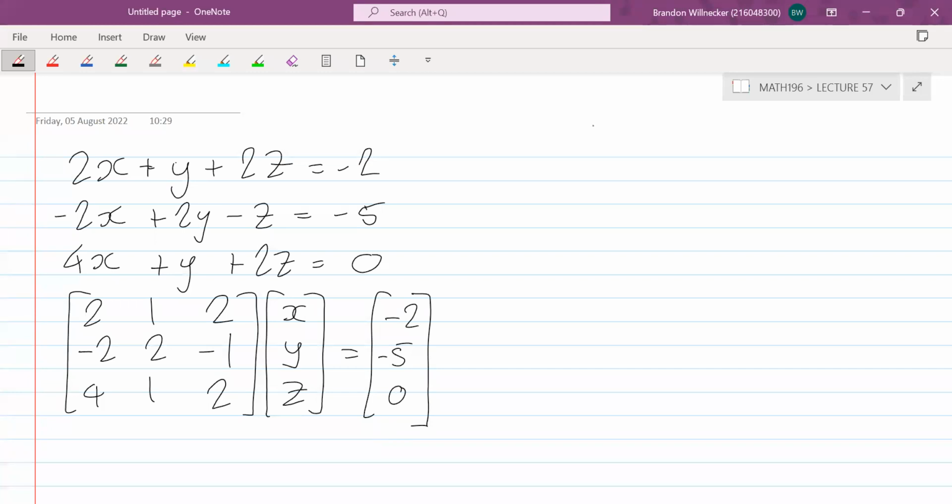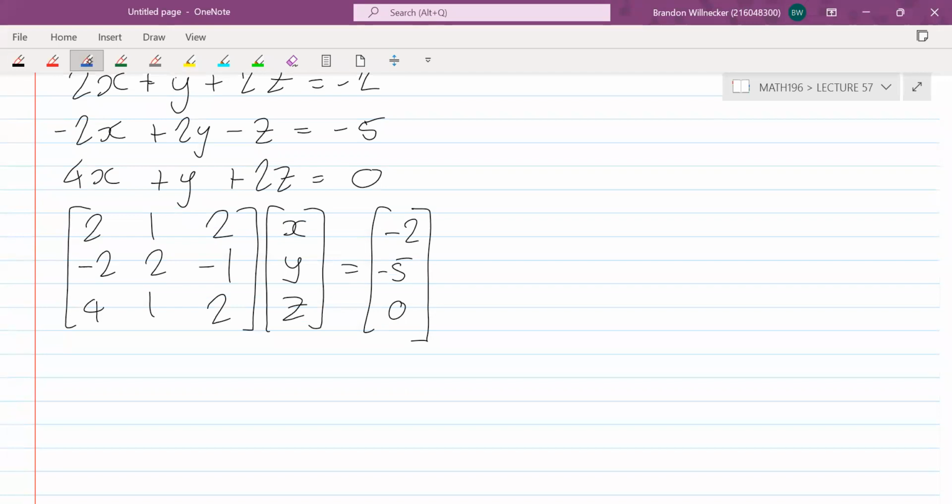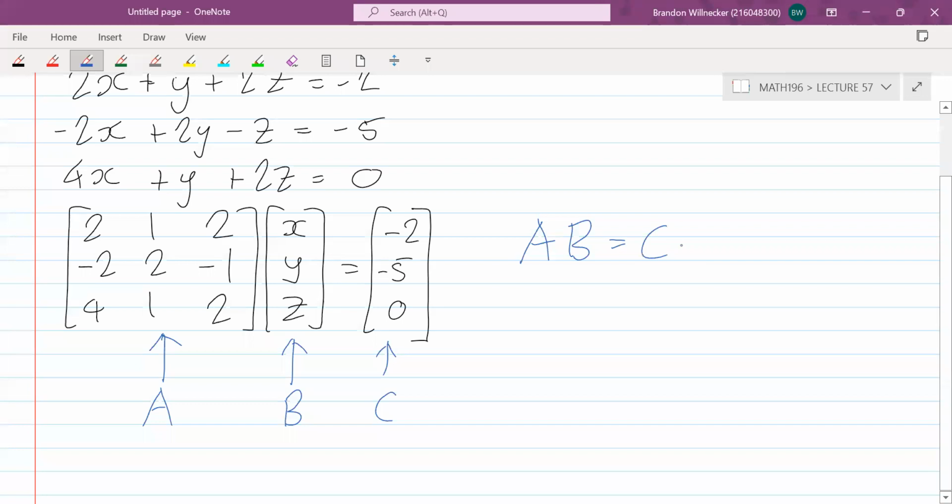We can call this first matrix A, the second one B, and the third one C. So what we've got is A times B is equal to C. And what we really want is B, because that gives us our solutions x, y, and z. So what we want is B is equal to A inverse times C. So we need to find this A inverse.